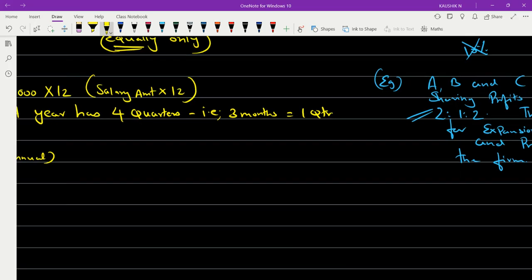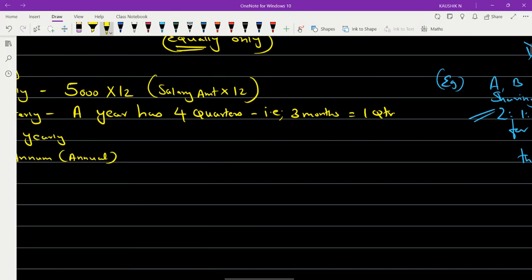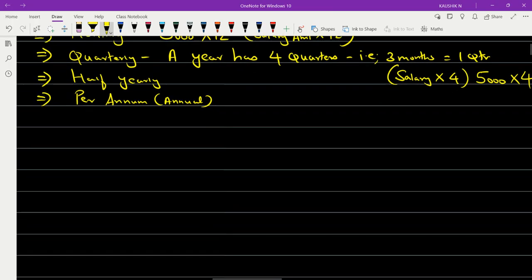Then how will I get the value for quarterly basis? Quite simple. The salary should be multiplied by 4. So if you multiply by 4, you'll get the value. In this example, it is 5,000. I said monthly salary. That 5,000 monthly salary will now be denoted in this case as quarterly salary. So 5,000 into 4. Am I making sense to you?